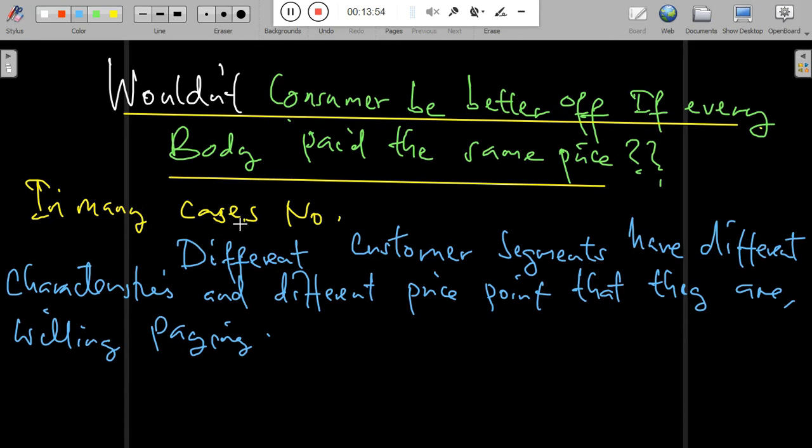Would consumers be better off if everybody paid the same price? The answer is no. In many cases, no. Different customer segments have different characteristics and different price points that they are willing to pay. So it is quite impossible to say that consumers would be better off if everybody paid the same price.